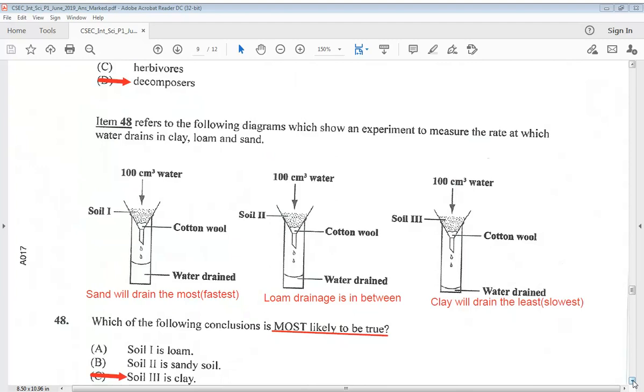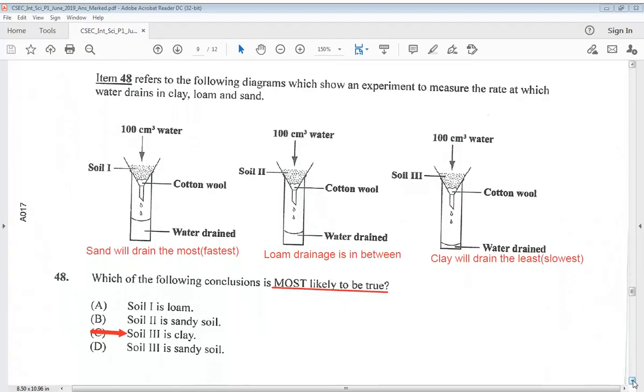drains in clay, loam, and sand. So when we take a look at our diagram, 1, we realize sand will drain the fastest. Soil 2, the loam drainage is in between. And soil 3, clay will drain the least, or the slowest. So 48 says, which of the following conclusions is most likely to be true?